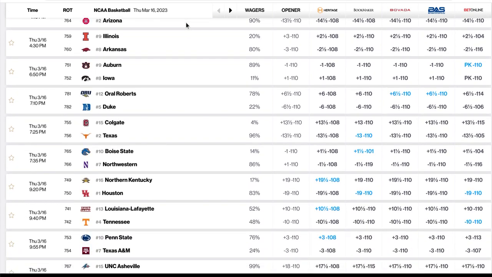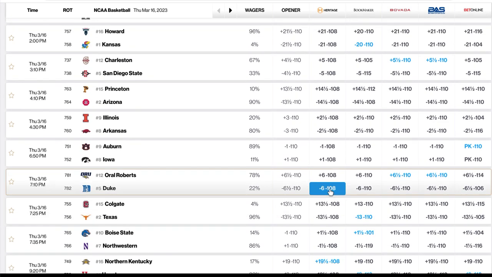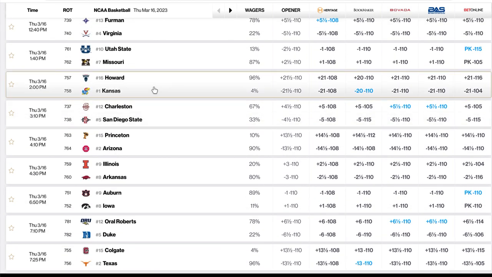Now, we know the other 2 number 1 seeds. We don't know who they're playing yet, so they don't have a line. But let's take a look. Northern Kentucky and Houston. You got the public all over Houston there. It opened at 19, pretty much hovering around 19, 19 and a half. Howard and Kansas, interesting matchup. You've got Kansas opened at 21 and a half. It's actually moved in favor of Howard.